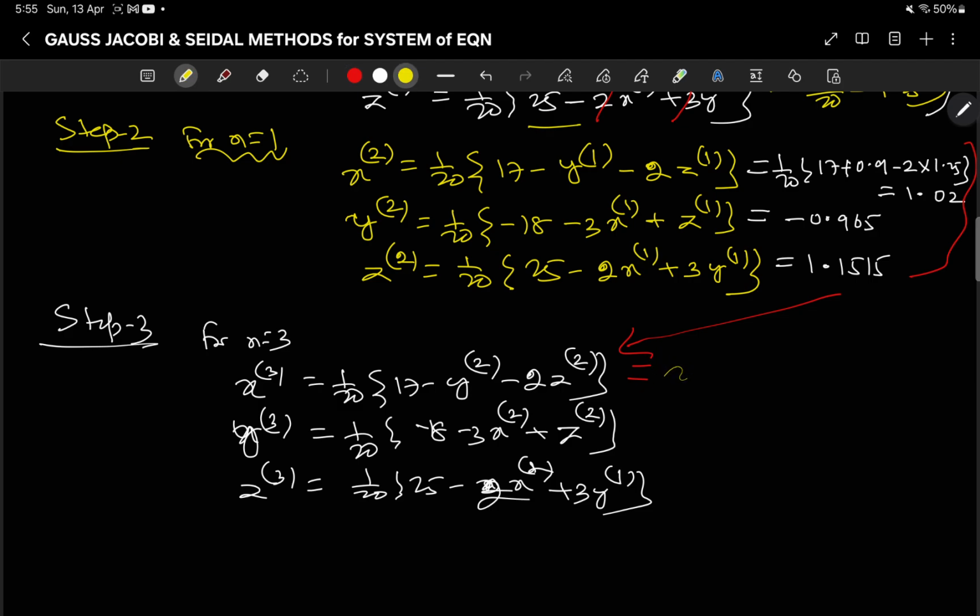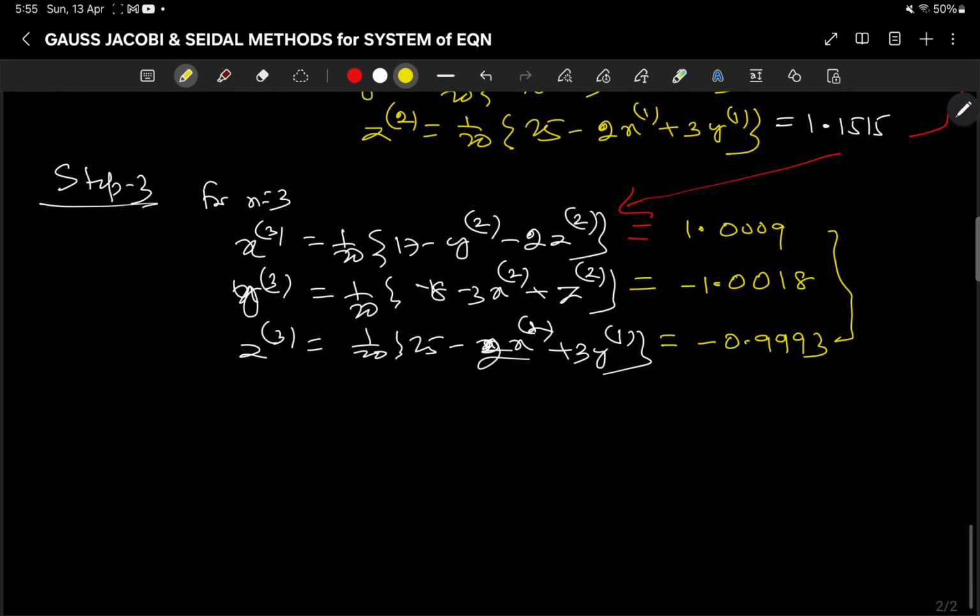Here x3 will be 1.0009, and this will be your minus 1.0018, and this will be my minus 0.9993. We continue this step, still the results of 2 consecutive steps are nearly same. Now coming to your step 4. In step 4, here n is equal to 4.